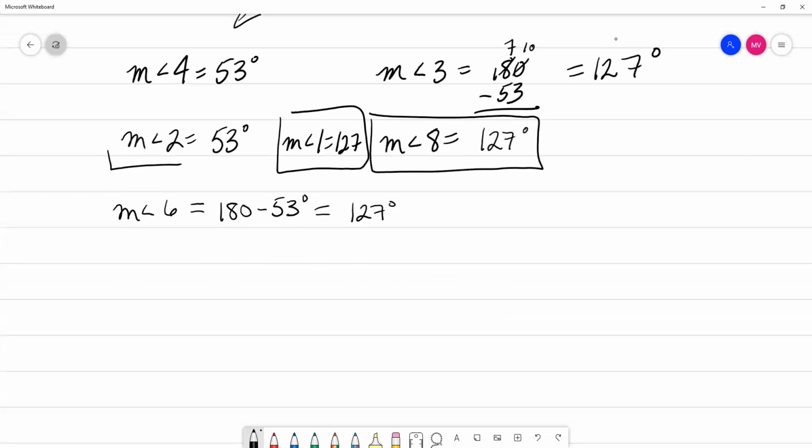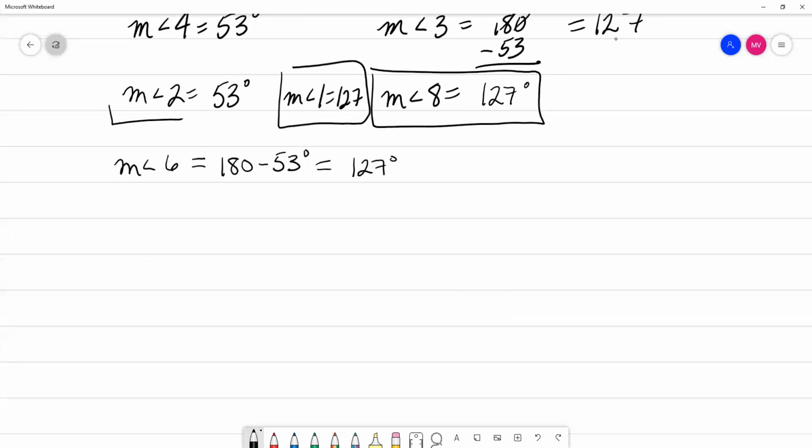So on your note card, you would have the alternate exterior angle theorem and the written definition, or if you've got one of these bigger ones, you can fit the whole thing on there. And then use that example at the bottom.